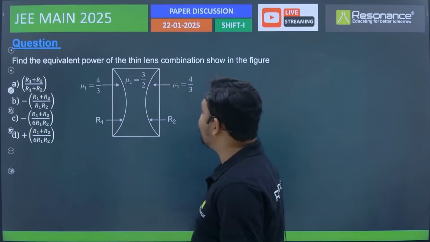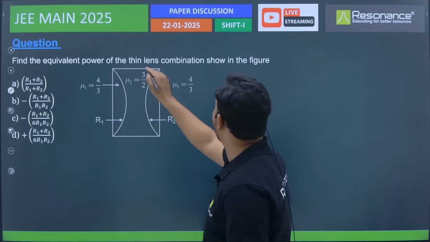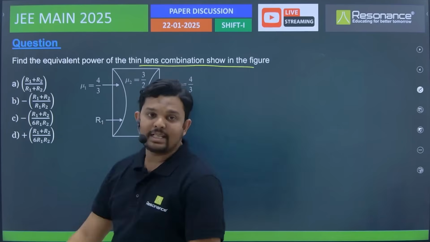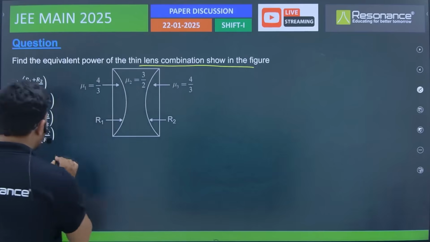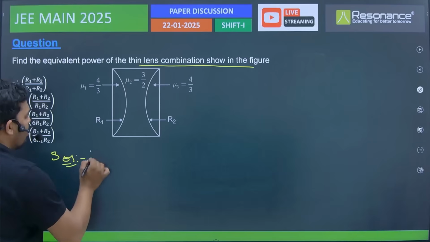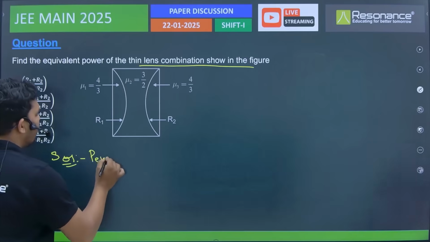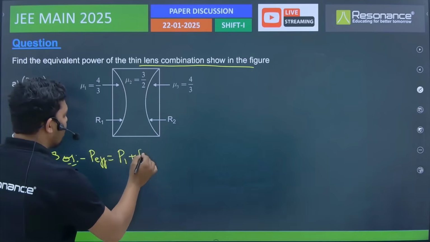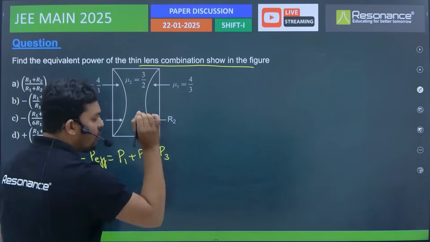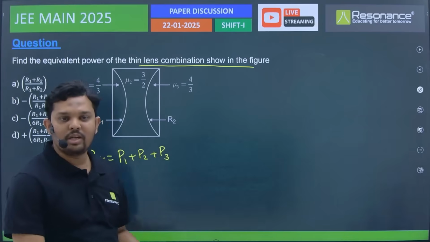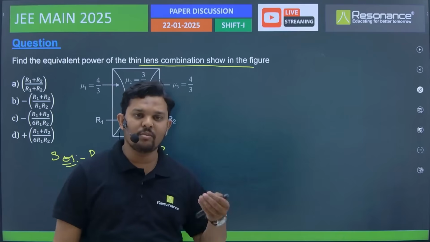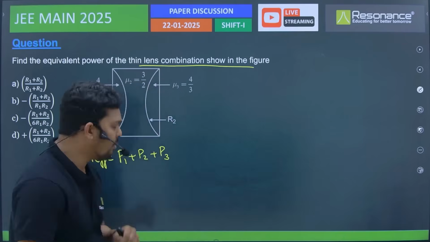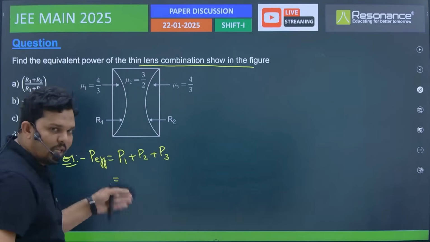Let's go for the next question. Find the equivalent power of the thin lens combination shown in the figure. He's asking us to find out the power. So basically you can go with the general formula of power. The general formula of power is nothing but P effective or P equivalent will be equal to the combination of P1 plus P2 plus P3. However, you know that P1 plus P2 plus P3, you can also take here 1 by F effective is equals to 1 by F1 plus 1 by F2 plus 1 by F3. Let's take that part.